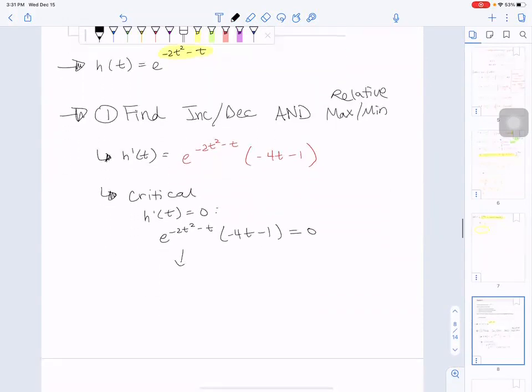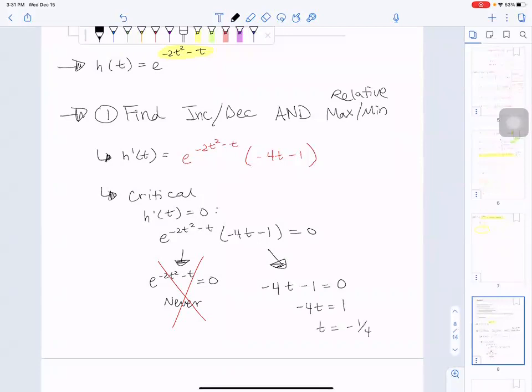Set the derivative equal to 0. This gives us either this part equals 0, but that never happens because e to any number will always give you a positive number, so it never gives you 0. So we don't have to worry about this. We need to worry about this part. Negative 4t minus 1 equals 0. If you add 1 on both sides, then divide by negative 4, that gives you t equals negative 1/4. So that's one of your critical points.